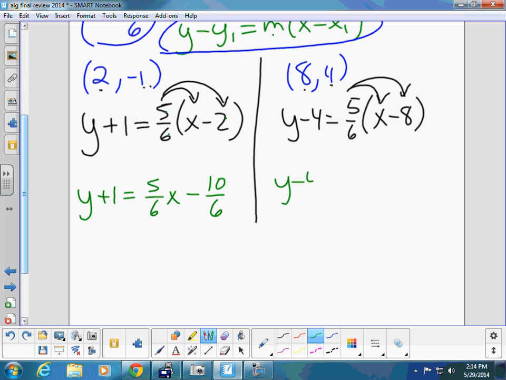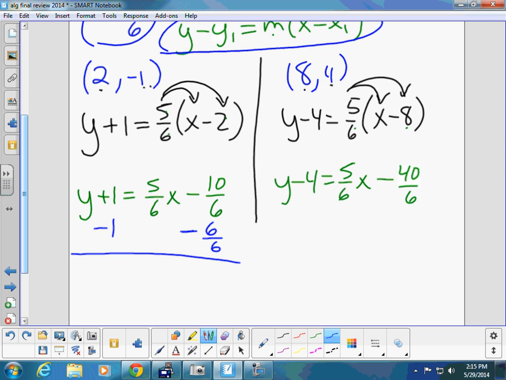So y minus 4, we're going to do the same thing here. 5/6 x, and then 5/6 times negative 8 is going to be negative 40 over 6. Now you just need to do math here and subtract 1 from each side. But instead of subtracting 1 from the side, I'm going to subtract 6 over 6, which is the same as 1. Here, I'm going to add 4 to each side, but instead of adding 4 over here, I'm going to add 4 times 6, which is 24 over 6.